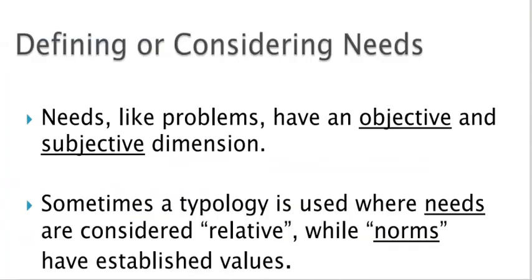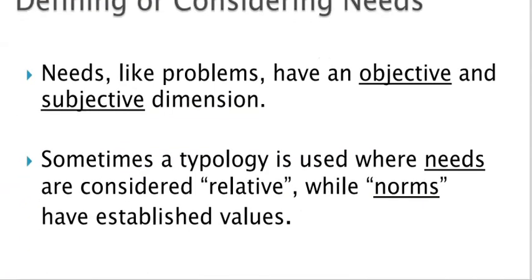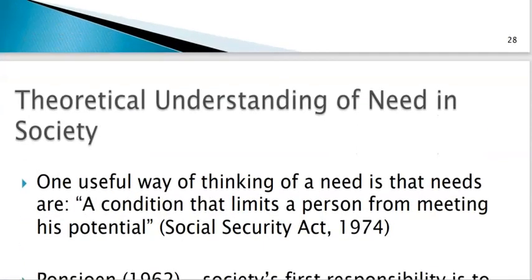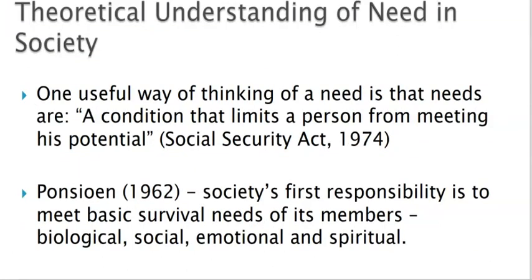How do we define community needs? Needs, like problems, can have an objective component and a subjective component. Sometimes a typology is used where needs are considered relative while norms have established values. So, theoretical understanding of need in our society. One useful way of thinking of a need is that needs are a condition that limits a person from meeting his or her or their potential. We need to change the language.